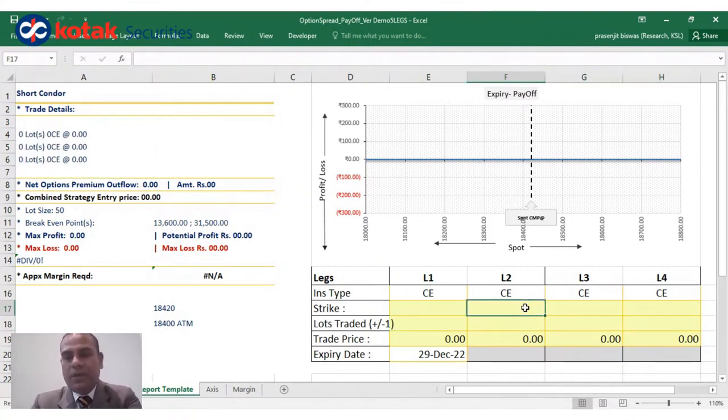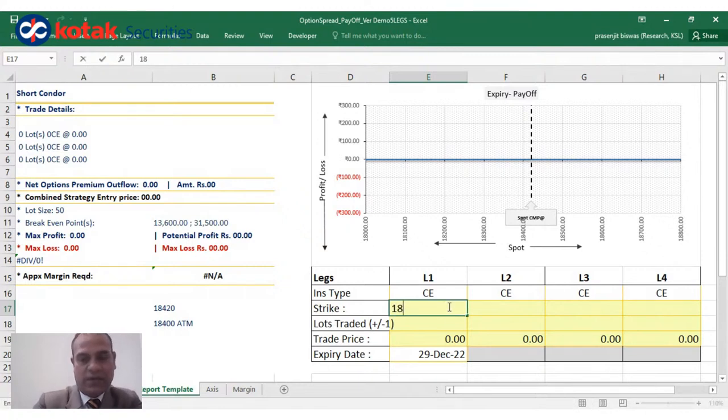Now, let's say I just do a bull call spread using an in the money option. So how can I do a bull call spread using an in the money call option? Maybe I will buy an 18,200 call option.